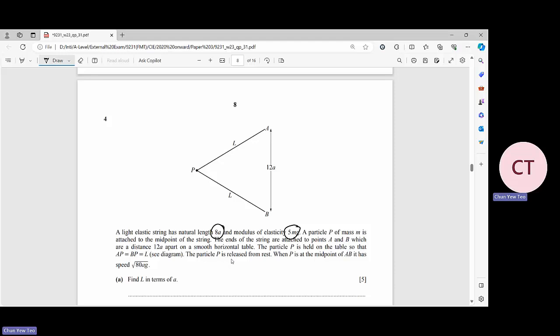The particle P is released from rest, and when P is at the midpoint of AB, it has a speed of square root of 80ag. Find L in terms of a.